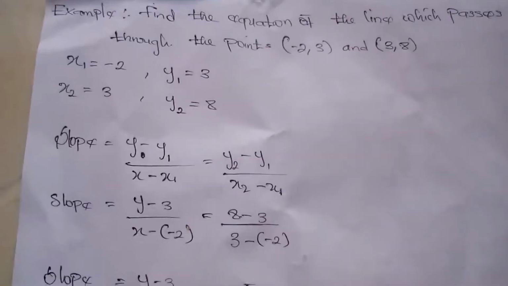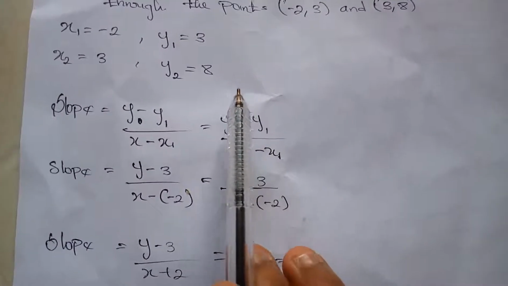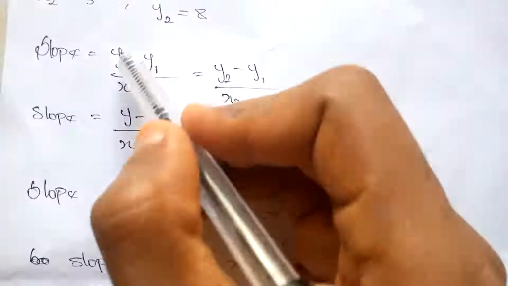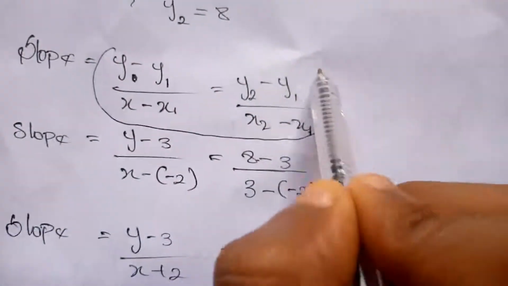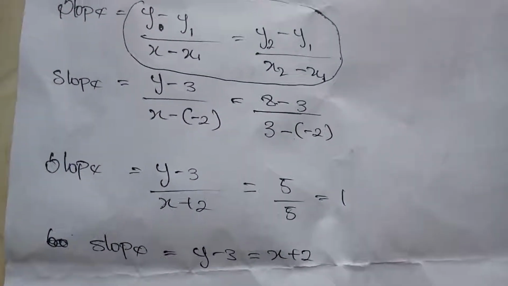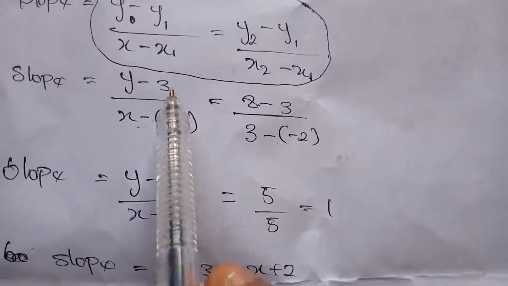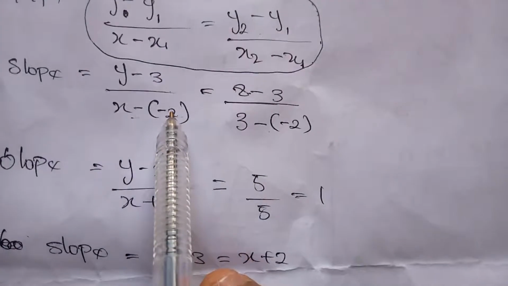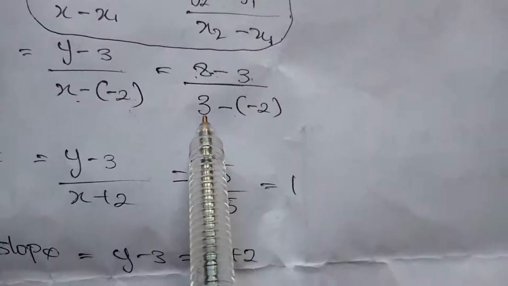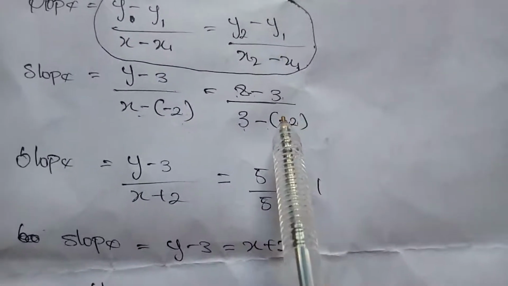So now, this is the 2-point slope formula. Everything here is the 2-point slope formula. The slope is y minus 3 all over x minus minus 2. That's our x1, our y1. It is equal to 8 minus 3, this is y2 minus y1, all over 3 minus minus 2, this is x2 minus x1, as it is in the formula.